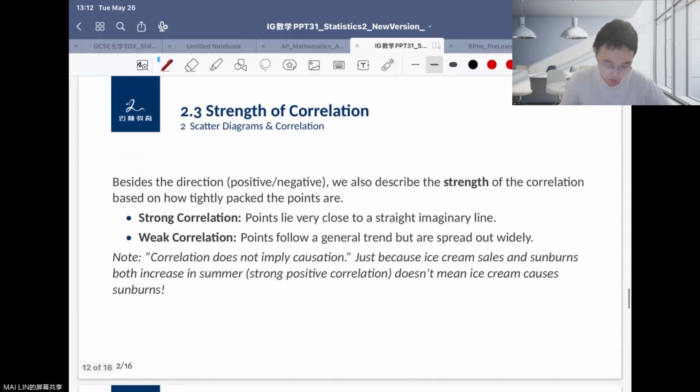Next is the strength of correlation. A strong correlation means the points lie very close to a straight, imaginary line. A weak correlation means the points follow a general trend but are scattered randomly, so they have a far distance to a straight line.